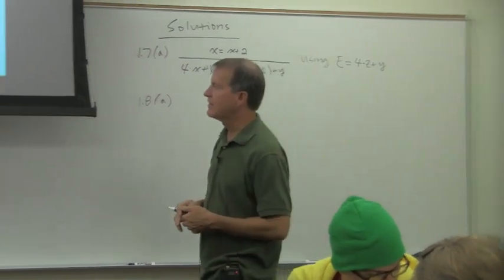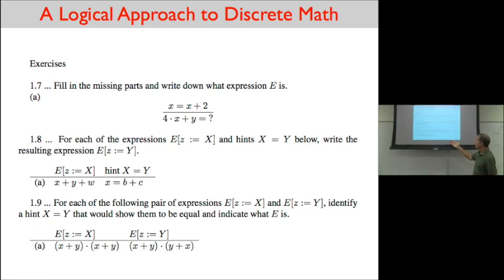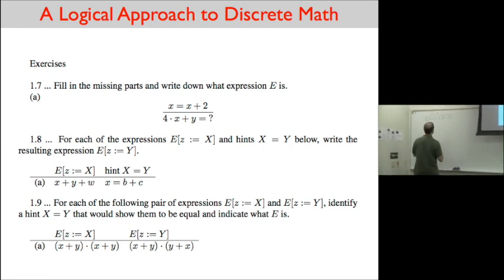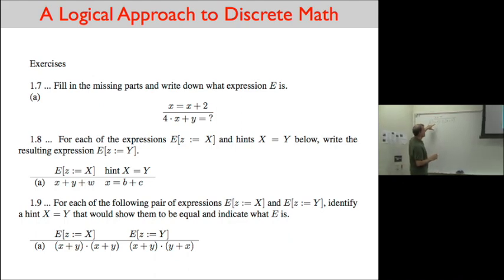What is the resulting expression E was? In other words, what's he giving us? He's giving us this and this, and he wants us to write down this one. This is kind of like the last one, isn't it? And he just wants us to write down this one.